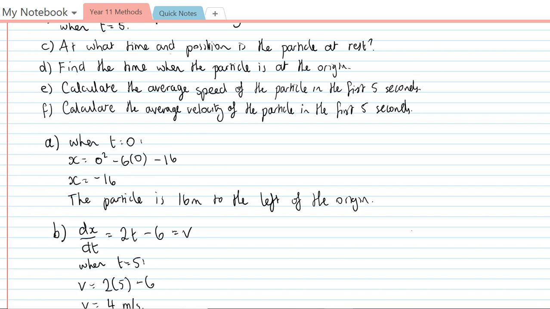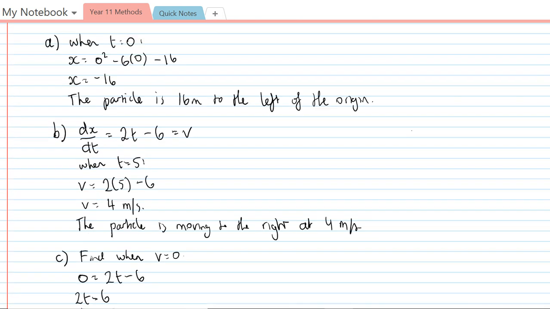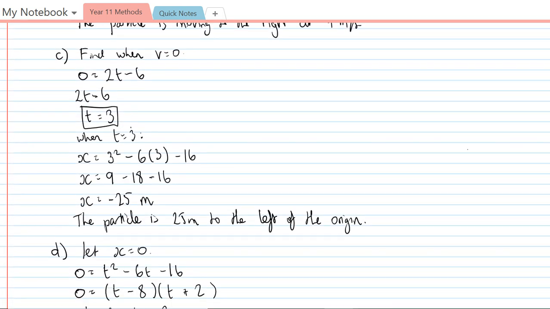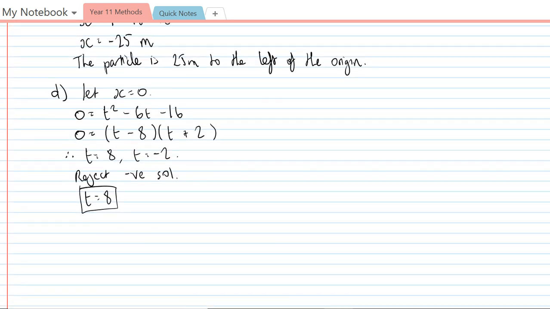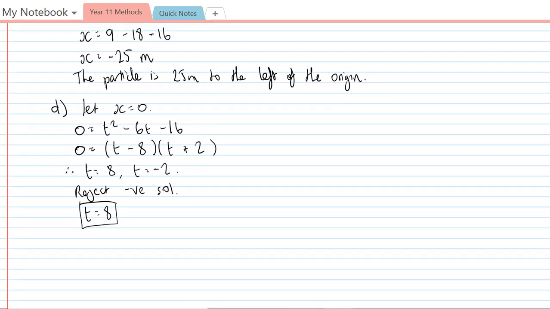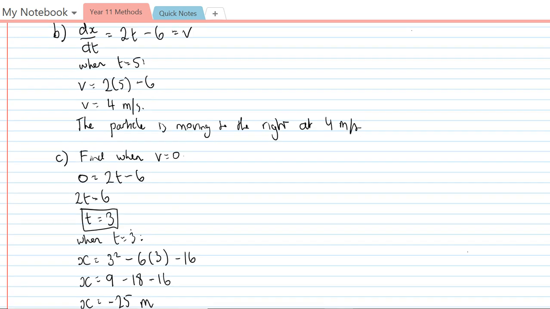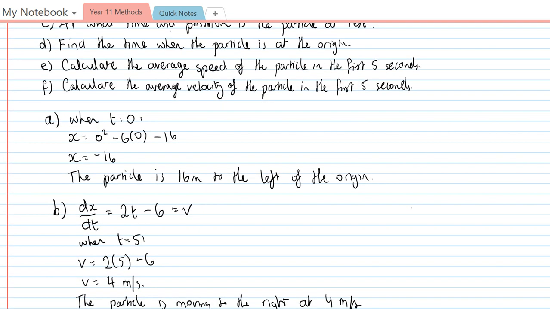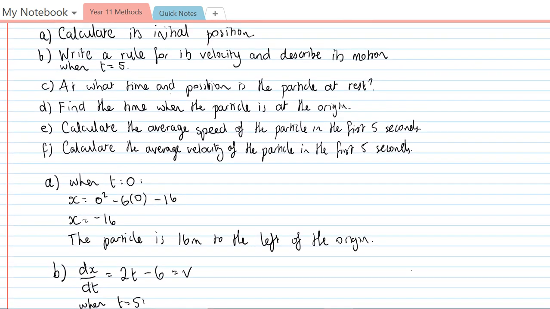Part E, calculate the average speed of the particle in the first 5 seconds. Right, this is going to be a little bit trickier, and I might actually save this just for the next video because I think that 9 minutes is enough time on one video. So I'll leave it there and pick it up next time.